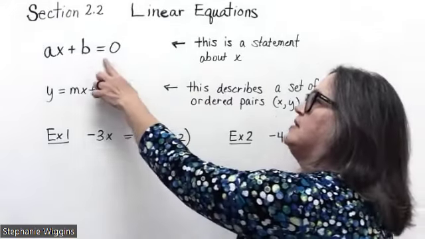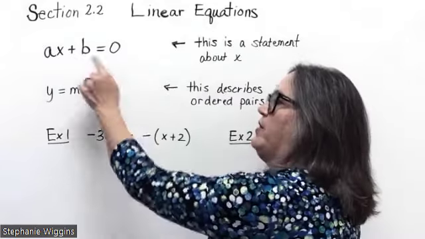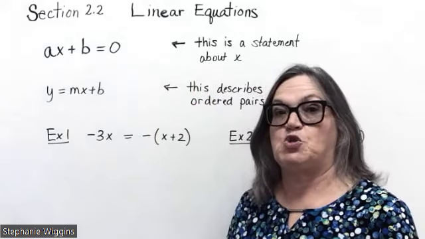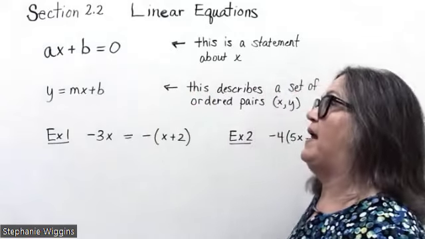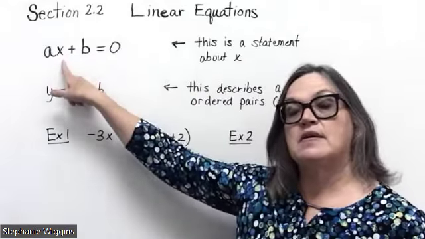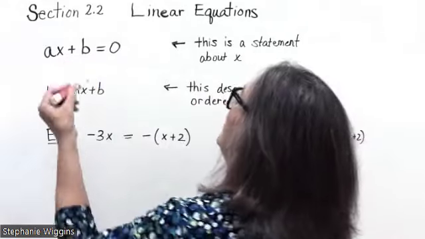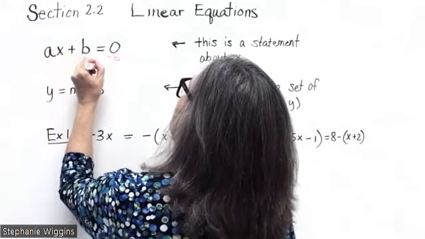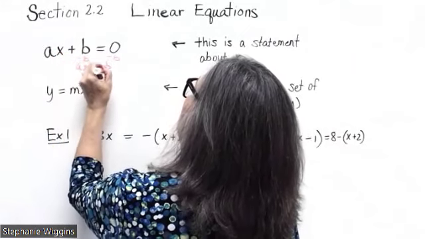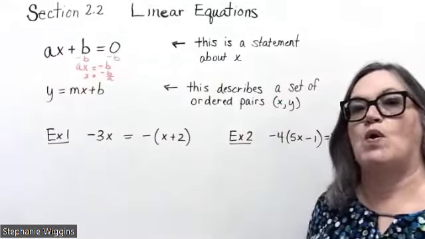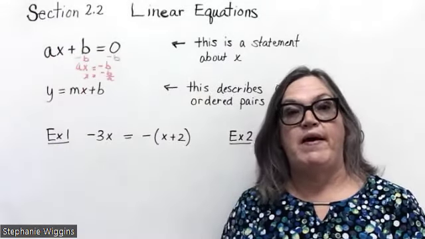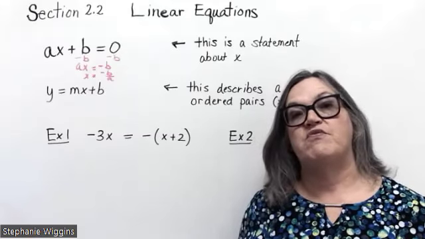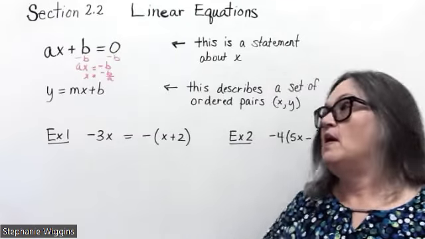Okay, this is a linear equation. It has one variable x, and there's only one value of x that's going to make that statement true, and that's negative b divided by a. If you were to solve for x, I could subtract b from both sides and get ax equals negative b, and x equals negative b over a. So whatever b and a are, that one value, negative b divided by a, is the solution to that equation. In other words, it is the value that makes it a true statement.